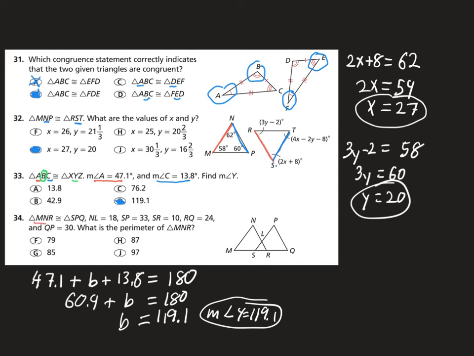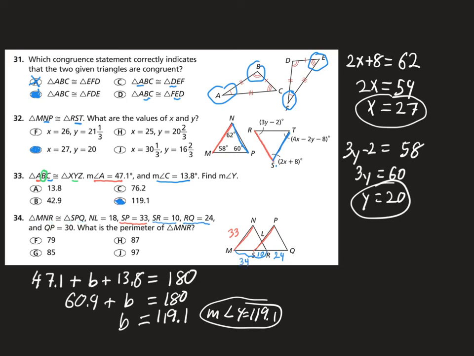Okay, so for this one, I'm going to start comparing sides I know are congruent to each other. So MN and SP are congruent to each other, and they gave us the length of SP. So I know that MN is 33, which is one of the sides of the triangle we're trying to find the perimeter for. They also gave us SR is 10 and RQ is 24. So those two sides of that triangle will correspond to MR in the other one. So that means that the bottom side of our triangle is 34.